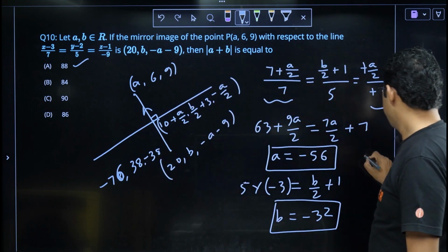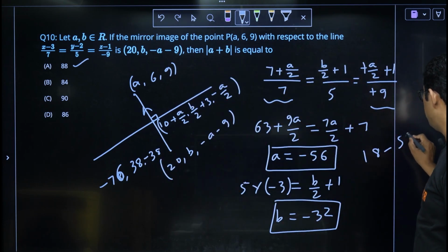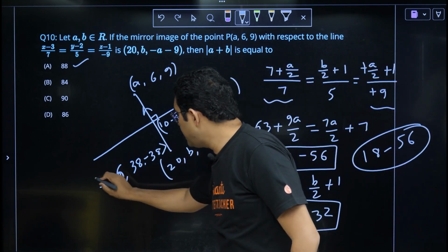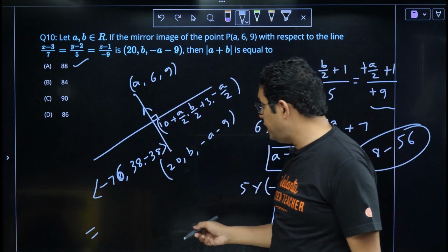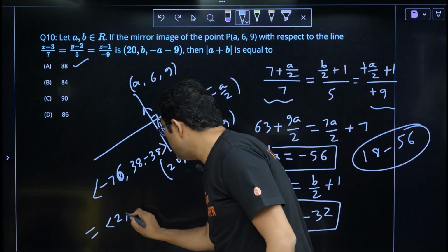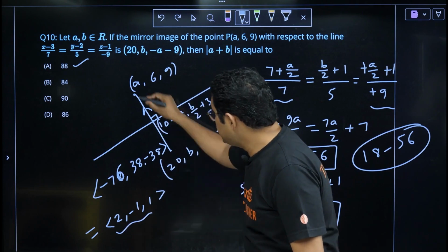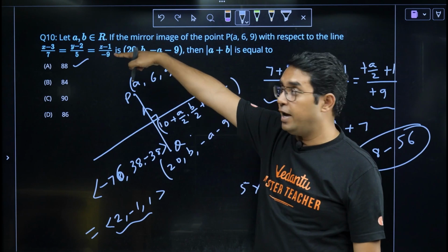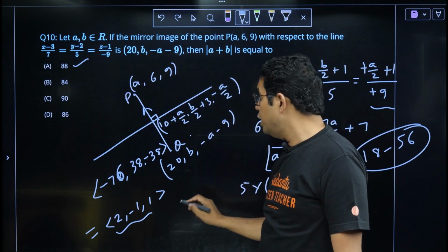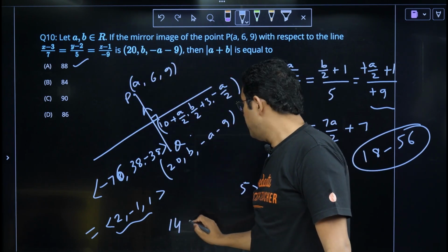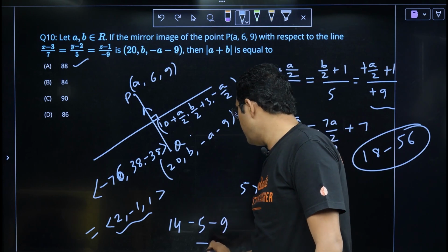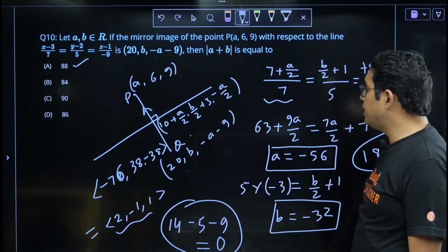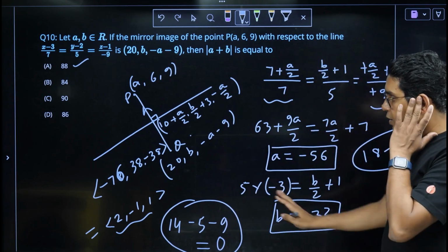18 plus A means 18 minus 56. 18 minus 56 will be minus 38 only. Yeah. So that will be the direction ratio of the line joining these 2 points, which is nothing but, if you divide by 38 or minus 38, actually 2, minus 1 and 1. So these are the direction ratio of this line joining the point P with Q, let us say. And the direction ratios of the line are 7, 5, minus 9. So if you multiply them, you get 14, minus 5 and minus 9. I think it is coming out to be 0. So the question is right. But in the exam, I don't think this exercise is to be done. You can get the values of A, B, C directly without doing this thing.